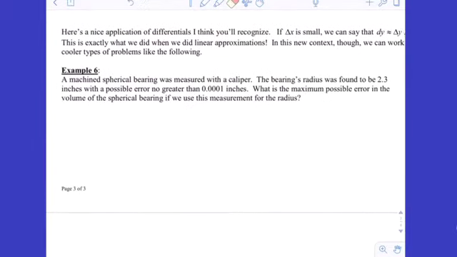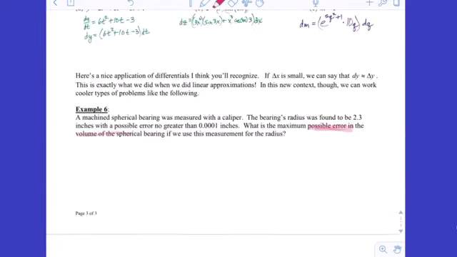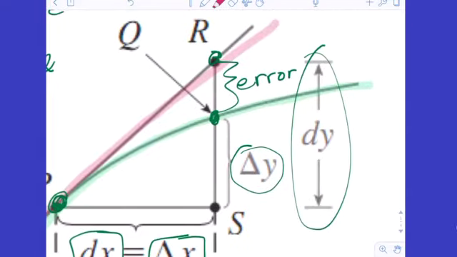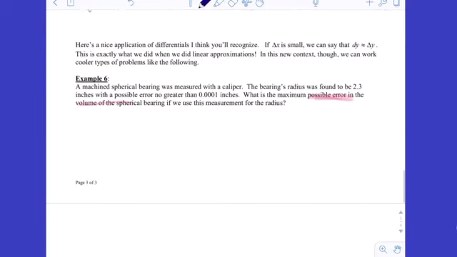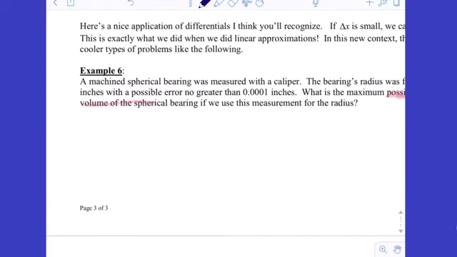What's the maximum possible error in the volume of the sphere if we use this measurement for the radius? So this is the type of question, when you're trying to find max possible error, where the differential would be nice. Because remember, the maximum error is, at the worst case, using the derivative. First of all, we need to find an equation for the volume in terms of the radius for this spherical ball.